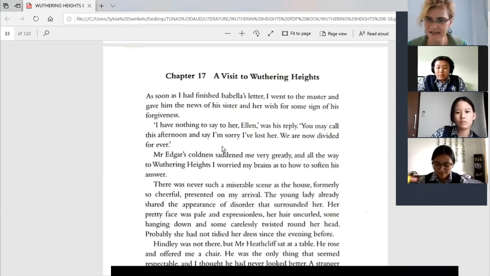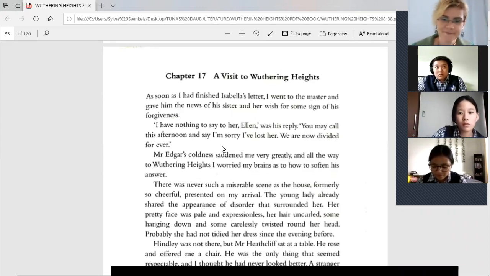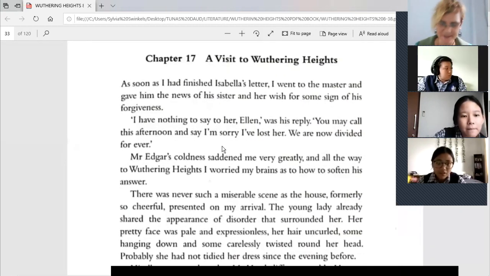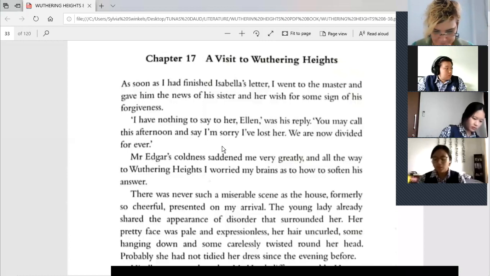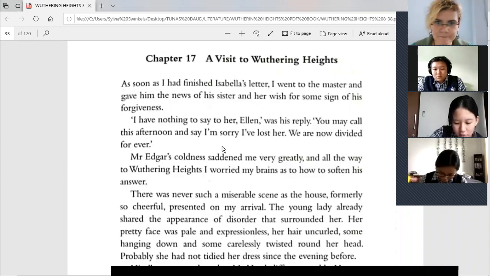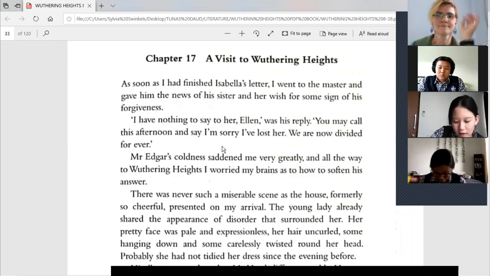Okay, I'm going to ask Steffi to start reading. Me? Yeah, you can also just take from your book. As soon as I had finished Isabella's letter, I went to the master and gave him the news of his sister and her wish for some sign of his forgiveness. I have nothing to say to her, Ellen, was his reply. You may call this afternoon and say I'm sorry I've lost her. We are now divided forever.